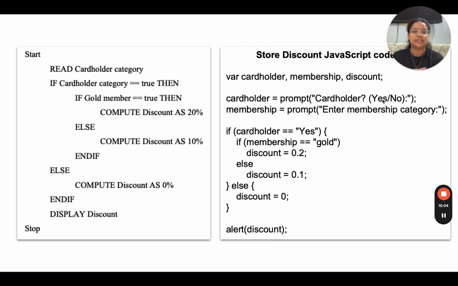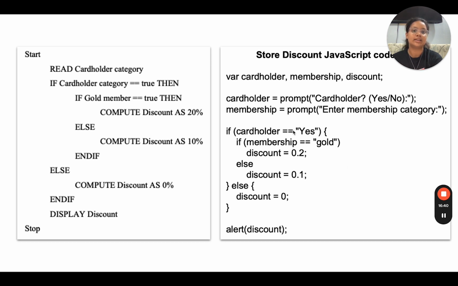Now let's say they put in yes, and then let's say for membership, they put in gold. It's going to evaluate yes, or true for this statement, and then for the next statement, it's also going to evaluate true because they said they were gold. So now the computer is going to go straight to this statement, discount is equal to 0.2, and then it's going to break out of this if statement because it already reached a certain value. It's not going to go to this else statement because both of these evaluated true. And once it breaks out, it's going to go straight to this alert.